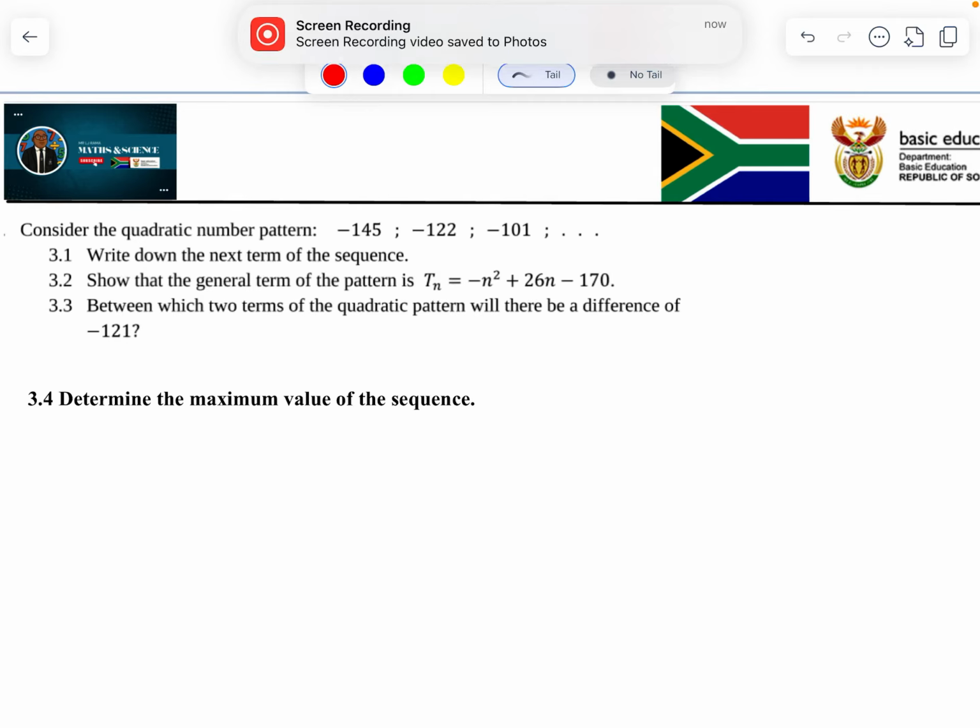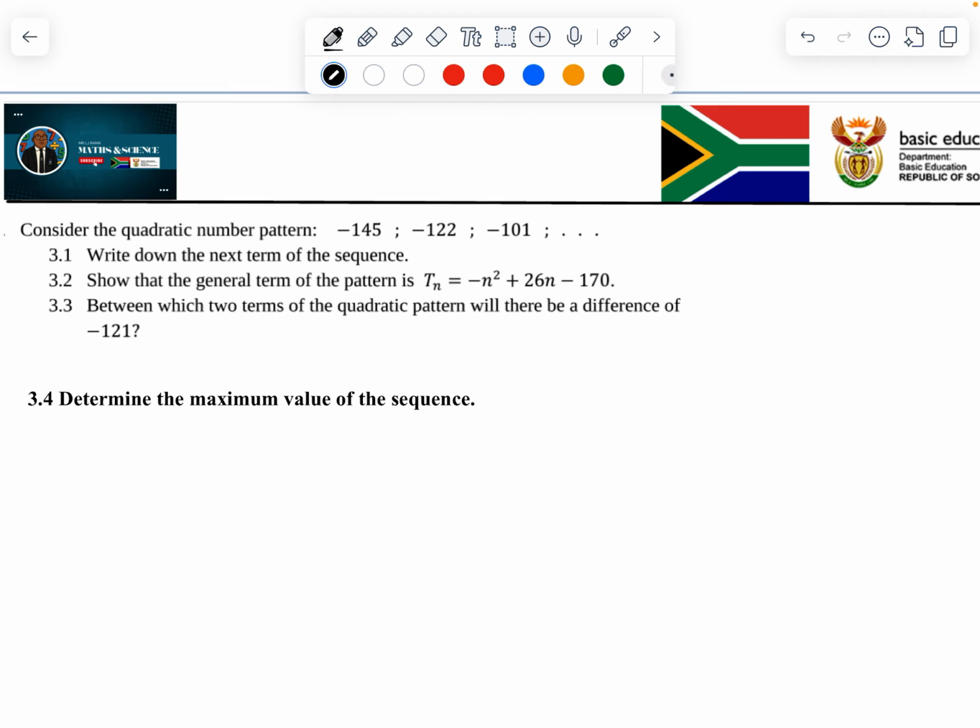In this video, we will be solving a question paper. Consider the quadratic number pattern -145, -122, and -101. For 3.1, they want us to write down the next term of the sequence. Solution. I'll rewrite the pattern as it is first: -145, -122, and -101. And they want us to get term number 4.